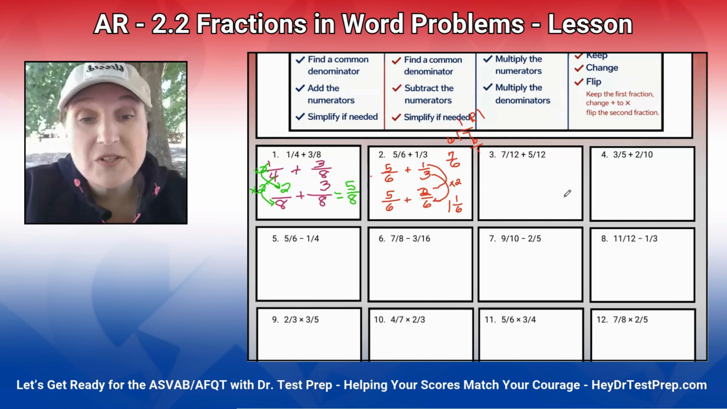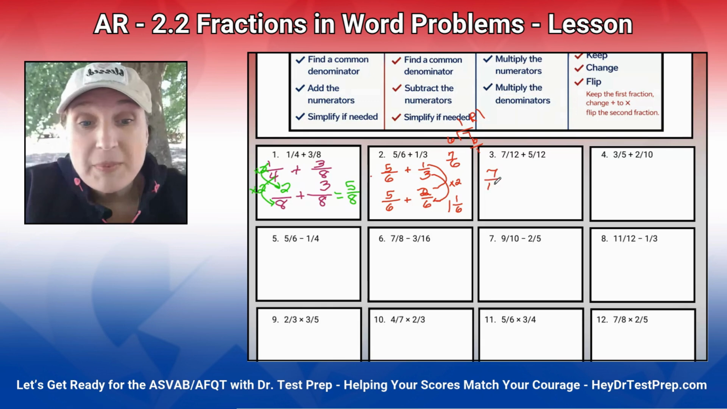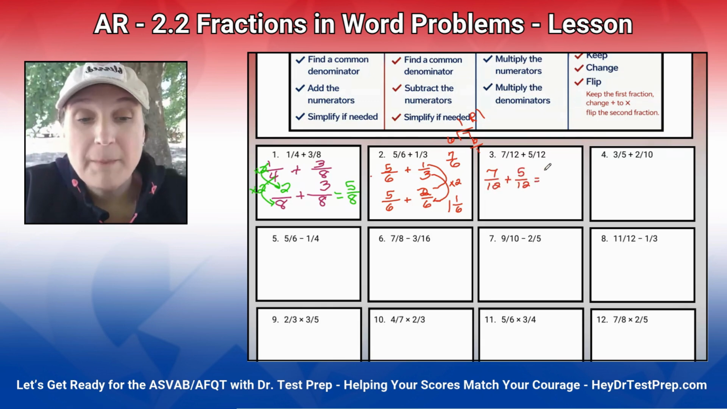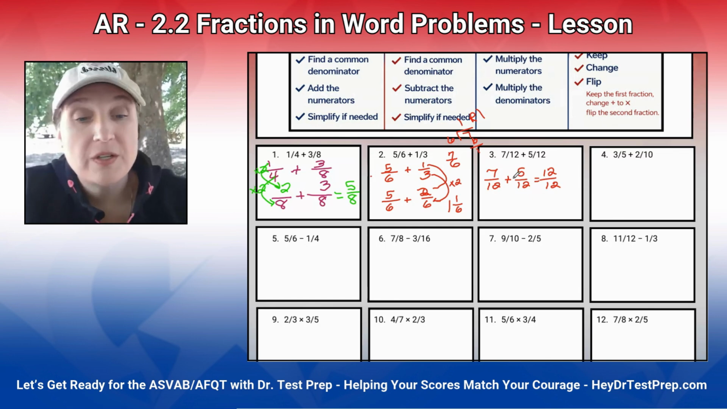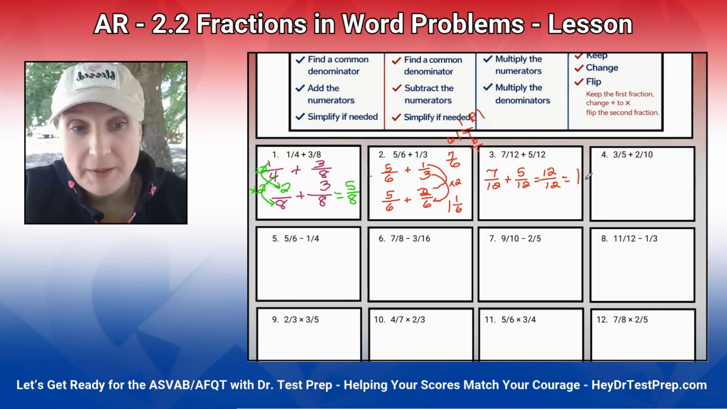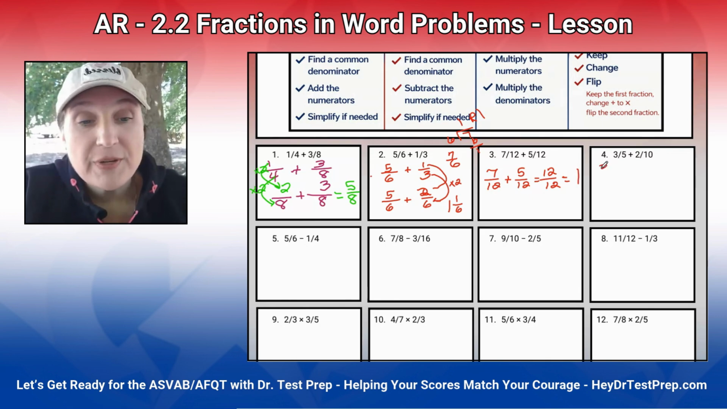All right, this next one, it looks pretty easy because look at our denominators, they are the same. But when we add going across, we get 12 over 12, and we don't want that. We want it to be reduced. So these numbers are the same, so it just equals 1. Here we've got 3/5 plus 2/10. We know our denominators are going to be 10.